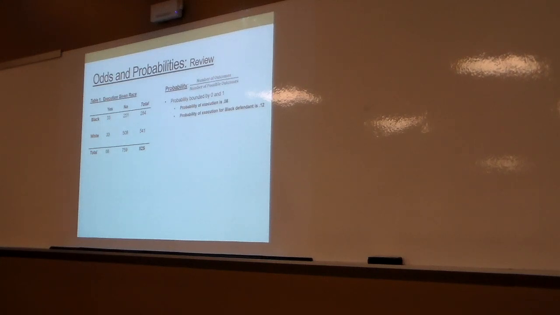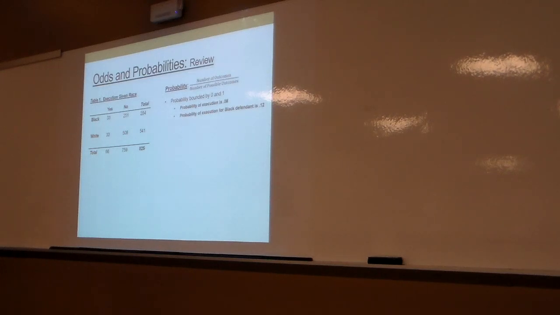33 divided by 284. There we go. 33 divided by 284. Here, we're just talking about a subset of our sample, right? So if I'm a black defendant, what's the probability of being executed, at least within the context of this sample? Okay.